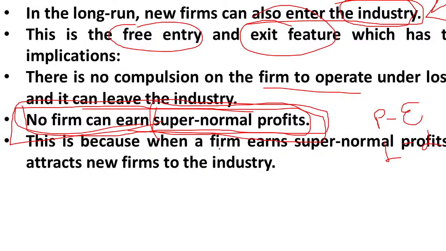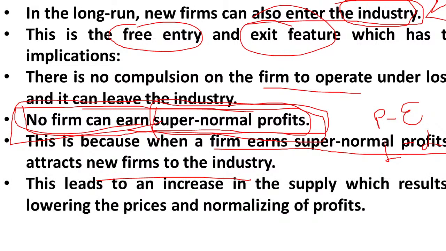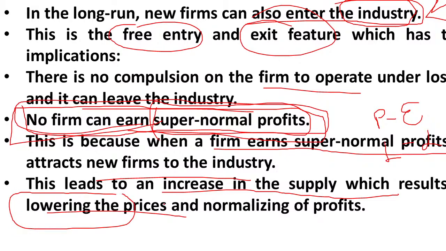This is because when a firm earns supernormal profit, it attracts new firms to the industry. Just now I have explained, when the industry earns more and more profit, new firms will enter the market and the profit will be shared. So again it will come back to normal profit. This leads to an increase in supply, which results in lowering prices. When one more firm enters the market, production will increase, supply will increase. When supply increases, the price of the good will reduce. So again it will come back to normal profit.